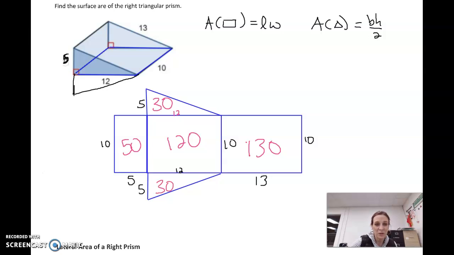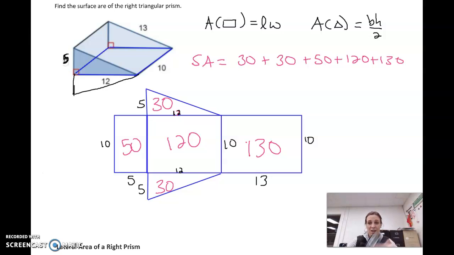And now I get to add all of these up. So 30, 30 plus, I'm going to do 30 down here, and then I'm going to do my middles, plus 50, plus 120, plus 130. If you grab your calculator and you type all that in, you get that there is a surface area of this right triangular prism that is 360. No units were given, so we'll just say square units. Okay, so again, being able to unfold it and create a net, you can find the area of each of the pieces and then add them together to get your total surface area.